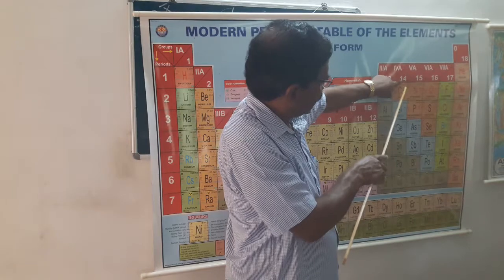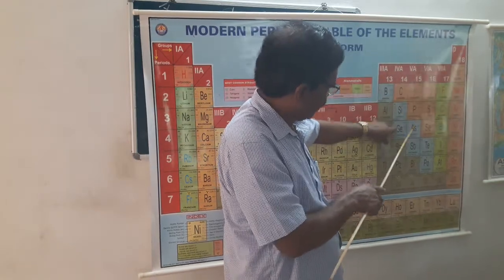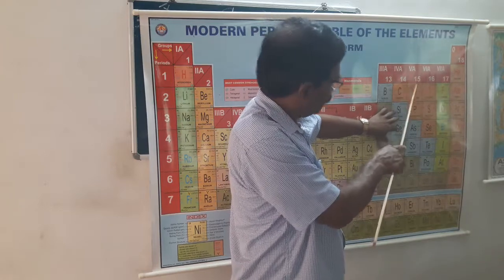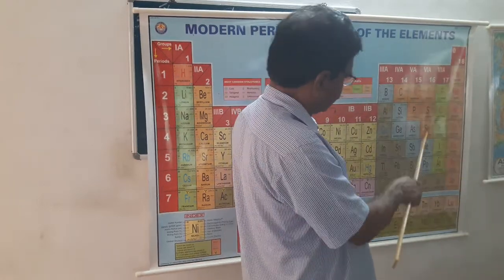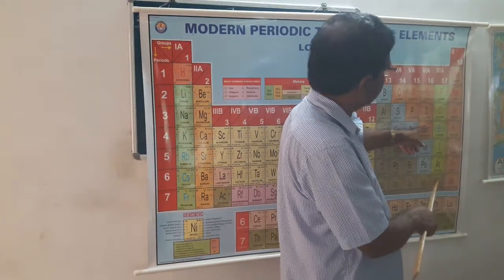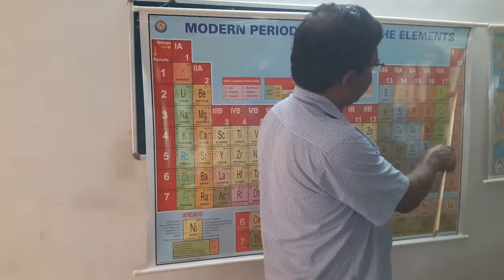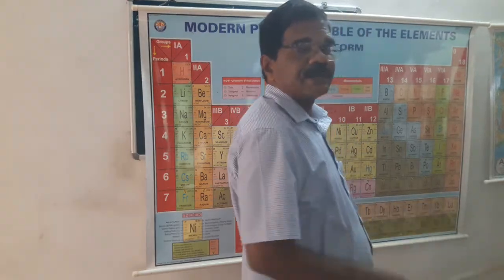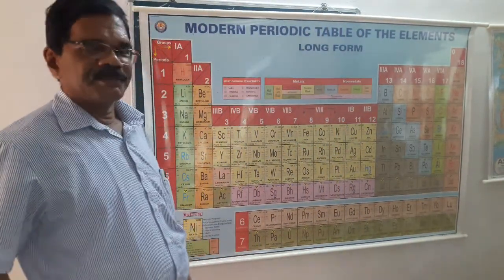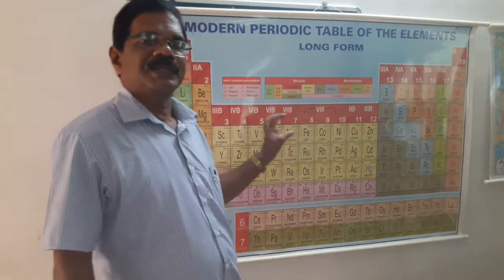The 14th group, or fourth group, how many elements? Here also 6 elements. The 15th group also 6 elements. The 16th also 6 elements. The 17th group also 6 elements. The 18th group again has 7 elements. So you must remember the number of elements.